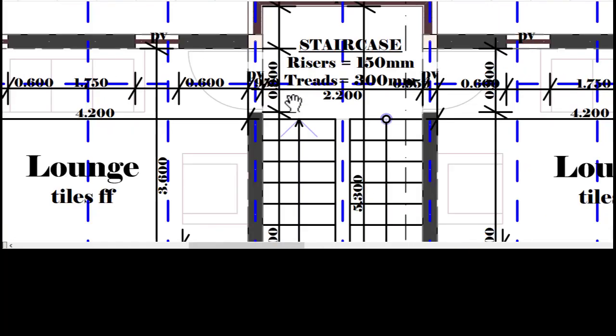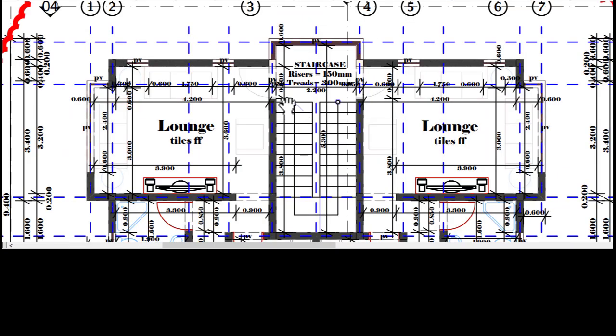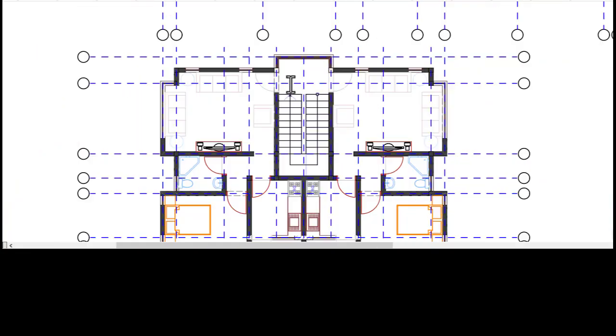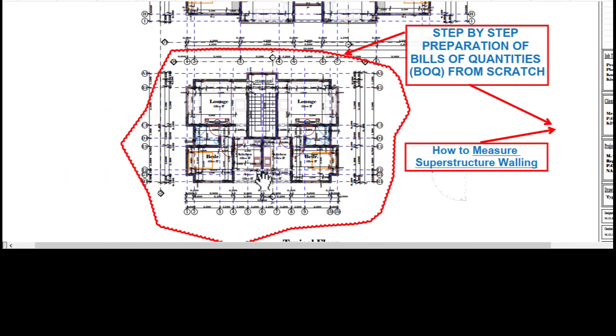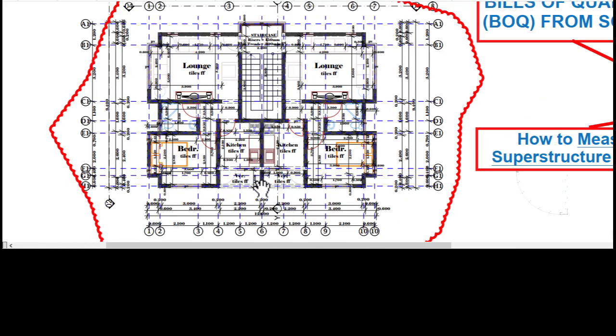This is 0.8. Yes, this is 0.8. Okay, so I will take the 3.8 plus 3.8 and then plus 0.8. So that one is taken care of. The next one is along grid 6.